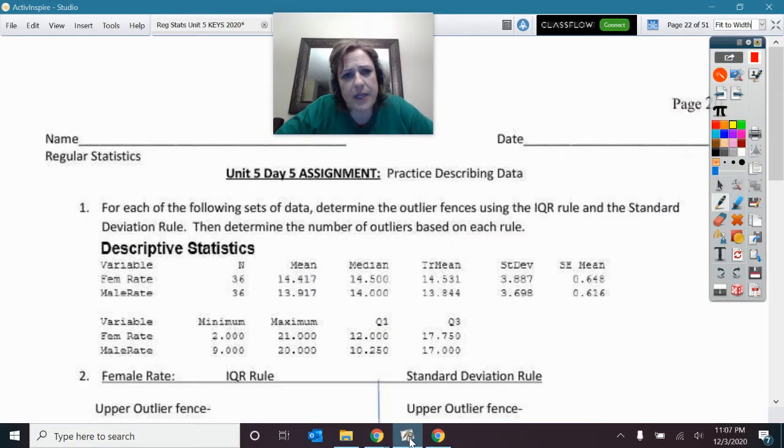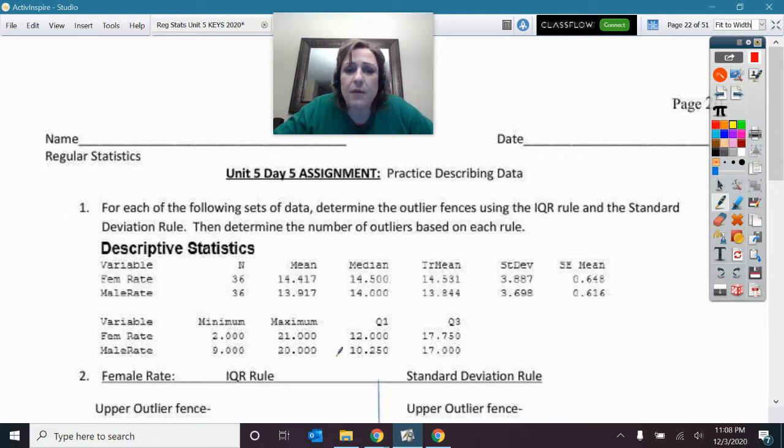So I'd like to give you a little bit of guidance and introduction into this assignment that you're going to be doing on practicing describing your data, and look at some of the things we're going to be looking for as we go through this. Plus, the warm up that is on this is quite involved. In fact, some of this we may do together in class, but let's go ahead and take a look at some of these items.